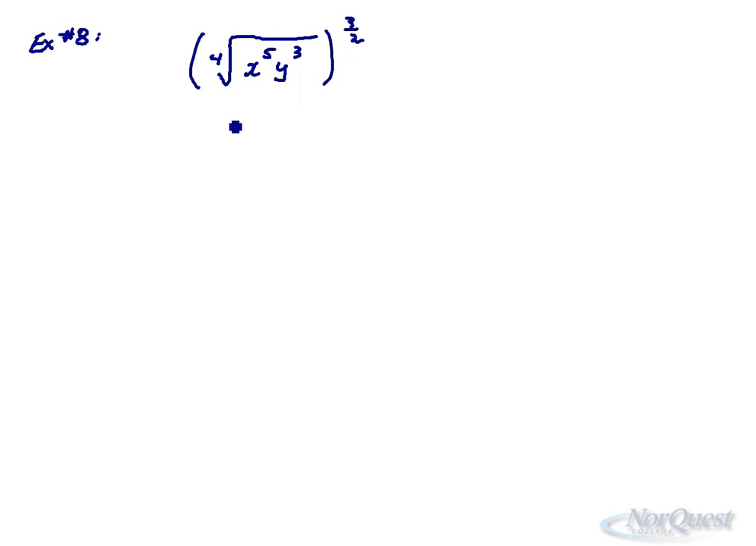So this would really be written as x to the 5/4, y to the 3/4, and it's raised to the power 3/2. So now we have power of a power, which means multiply. So it's going to become x to the 5/4 times 3/2, which gives us 15/8. Y to the 3/4 times 3/2 will give us 9/8. Nothing left to simplify. X and y are not like terms.